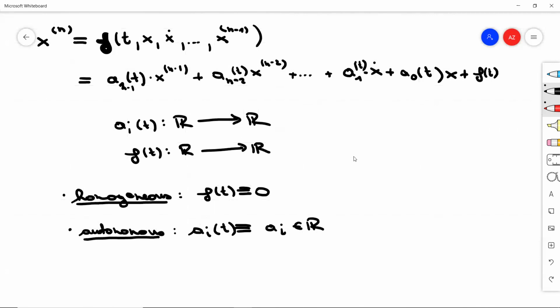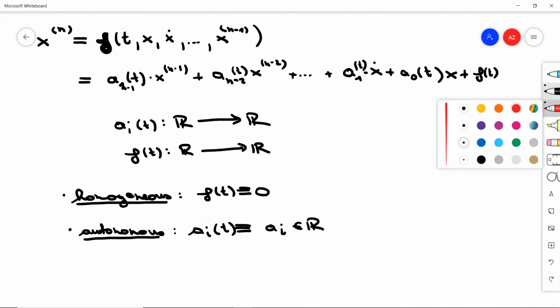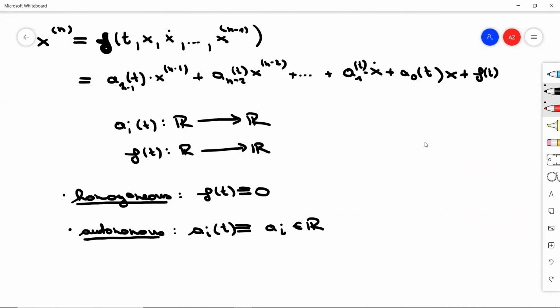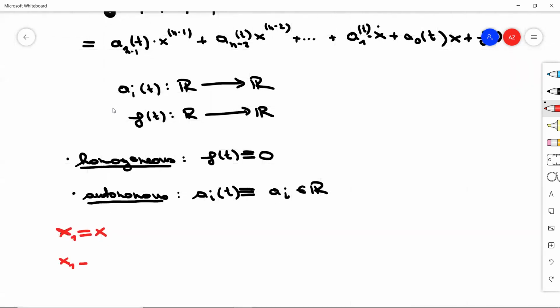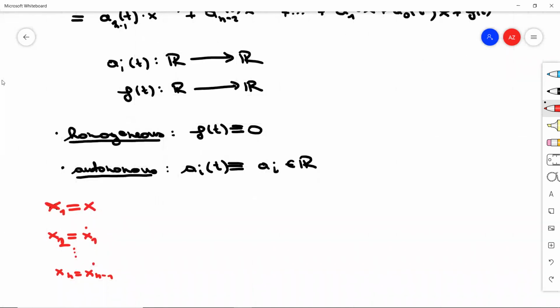Now, what we've done so far, we've already said how to translate such a differential equation into a system of differential equations. So we introduce new unknowns. x1 is just x, and then x2 is x1 prime, and so on. xn is xn minus 1 prime. And then xn prime is obtained from our initial equation.